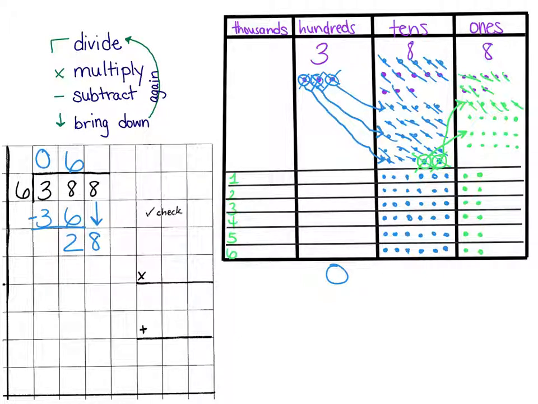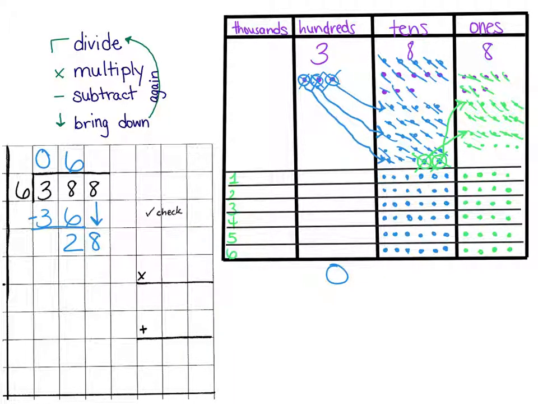Now the next group of 6. 1, 2, 3, 4, 5, 6. And the next group of 6. 1, 2, 3, 4, 5, 6. So this takes us quite a while.